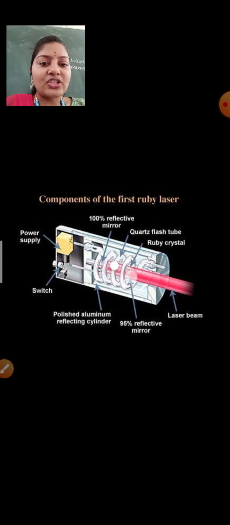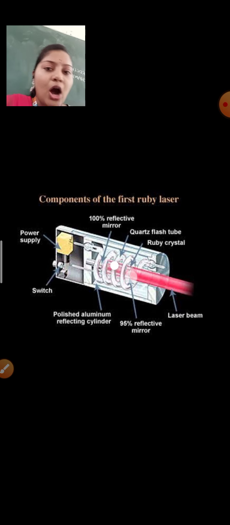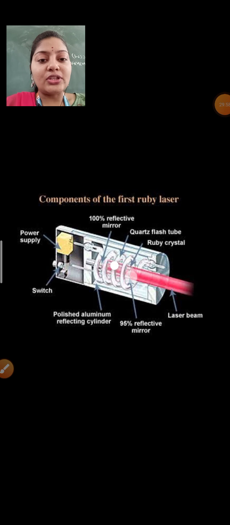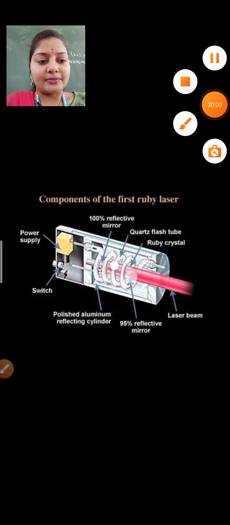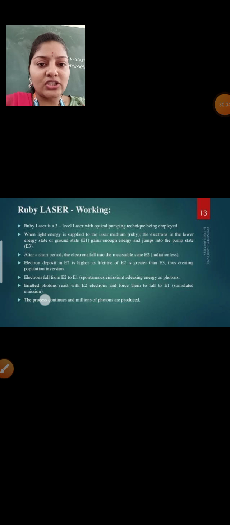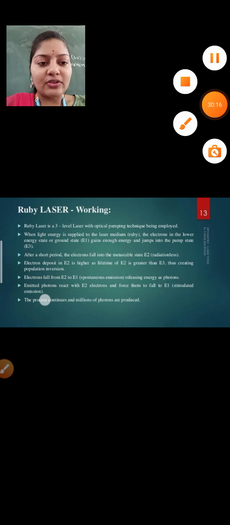The lasing action is optical pumping. Here we use the optical pumping mechanism in the ruby laser. Previously we discussed the construction of the ruby laser. Now the working of the ruby laser. The active material in the ruby laser is chromium ions, that is Cr+3 ions.